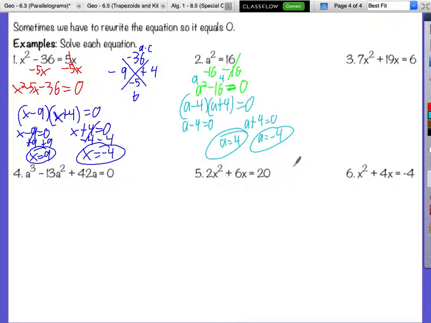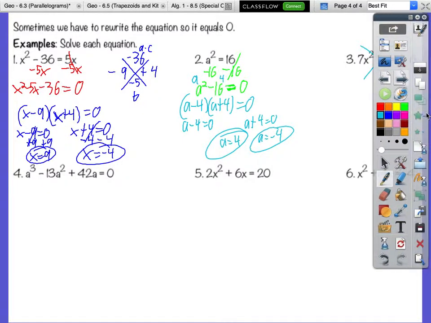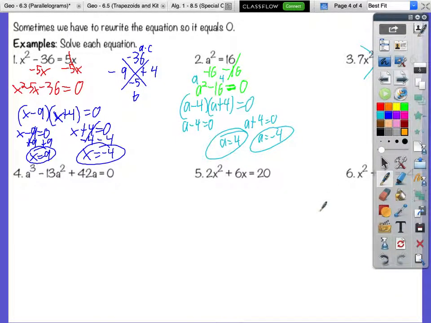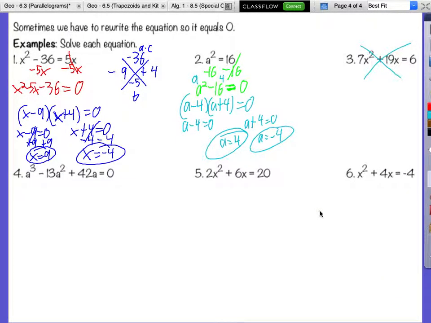Okay. We're going to skip number 3. Cool. Do number 6 and then that's it. On to number 4. You should actually do that. Do number 4.